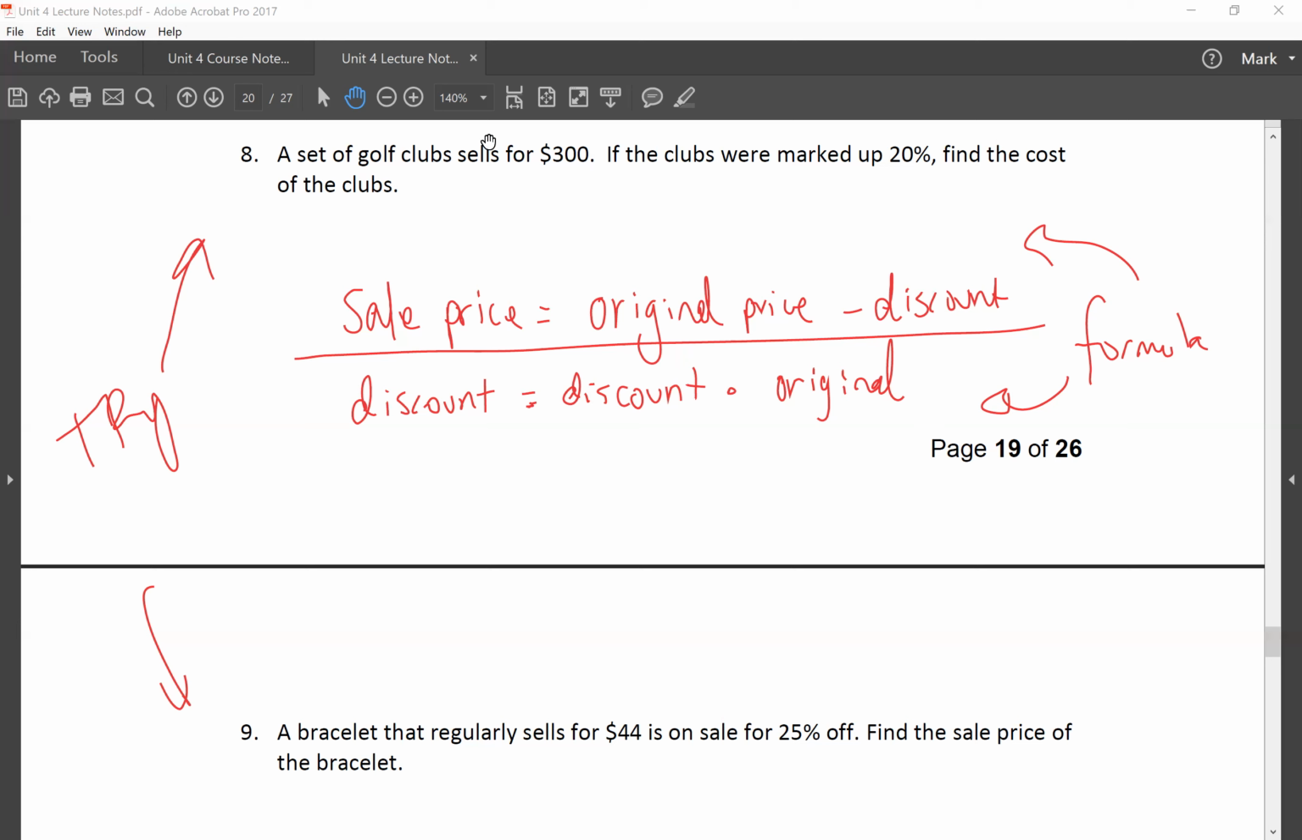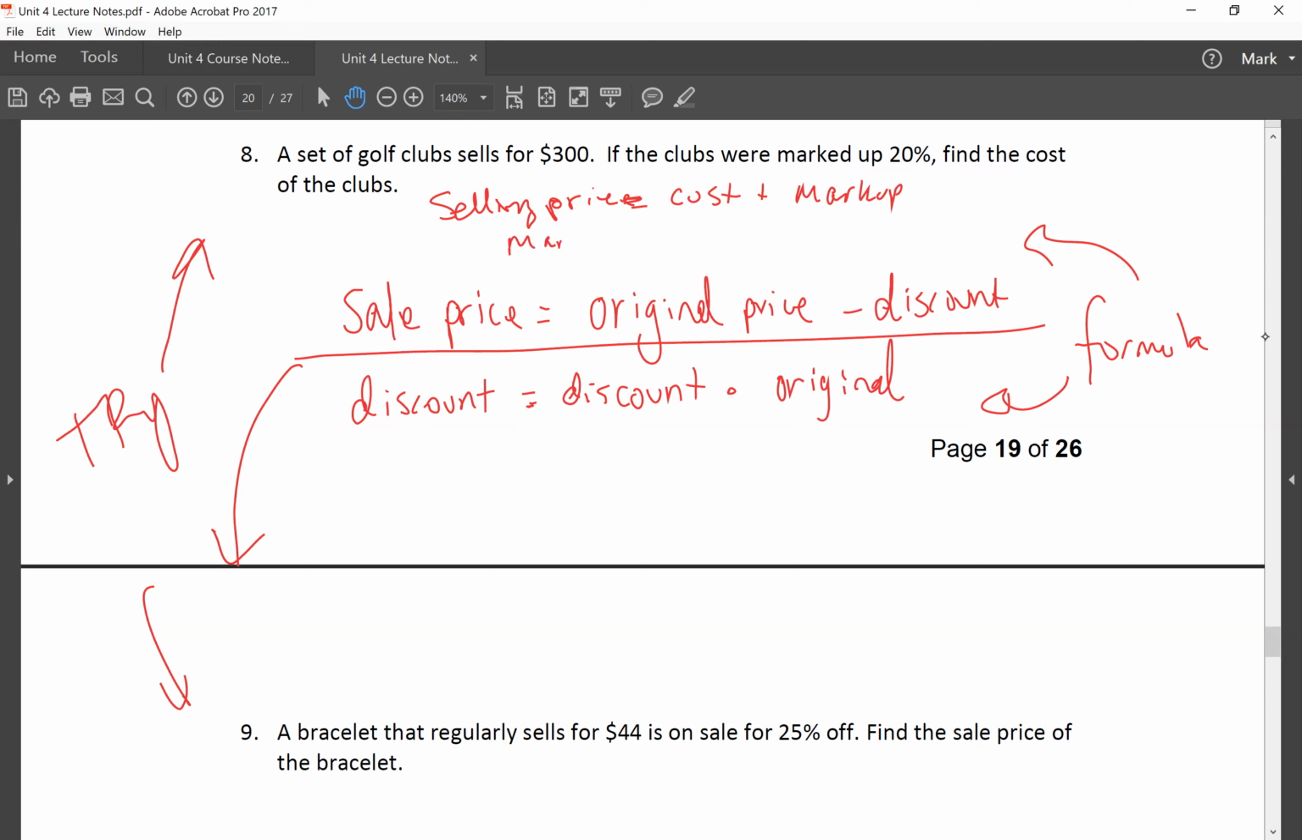I'm just getting a message in the chat here. So this sales price you'll need for the bottom one. Asma, I think you got the right answer for the top one. You'll notice that I didn't read the whole question. This is marked up, so you can use your markup formulas for number 8. So the selling price is the cost plus the markup.